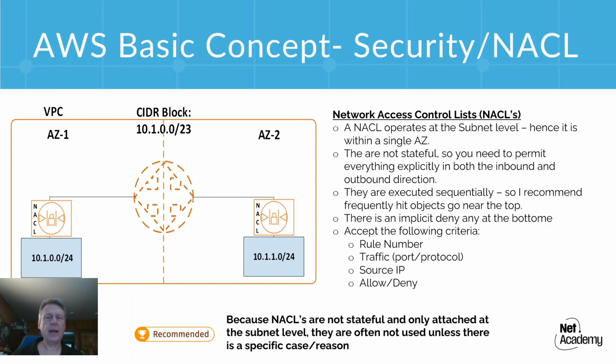Just as with an ACL on a router or a switch, there's always an implicit deny at the bottom of the NACL. Okay, so the following criteria are needed to kind of create your NACLs. You need that rule number. You need to know what the traffic is, things like port protocol, or port range, things like that. The source IP, and whether you would like to allow it or deny it. Okay. Just remember that they do trigger sequentially.